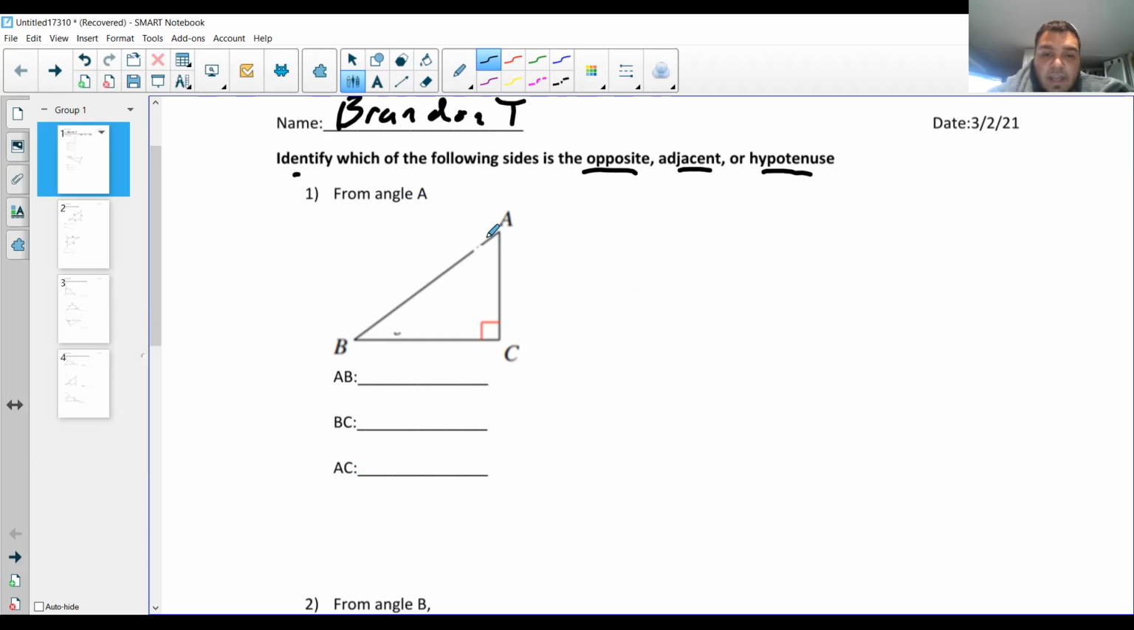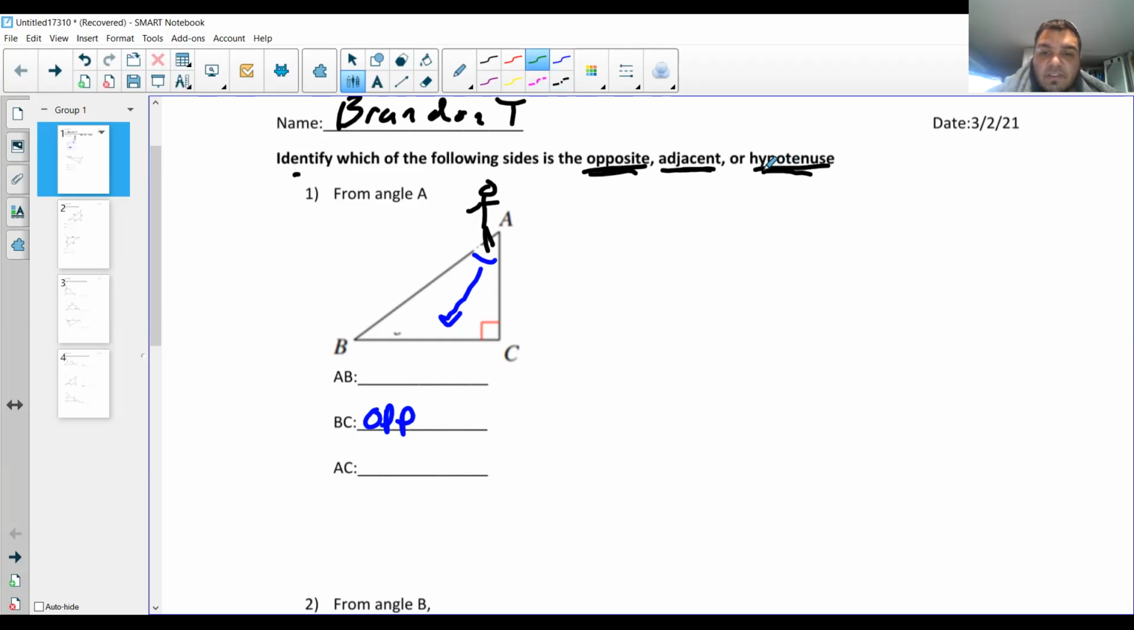So from angle A, you have to be standing at angle A, okay? If you're standing at angle A, you need to know what your opposite side is, your adjacent side is, or your hypotenuse side. Let's first talk about opposite. If you're at this angle right here, angle A, what's opposite is across the room from you. So what's across this triangular room for you is this side, which is BC. So BC is going to be your opposite.